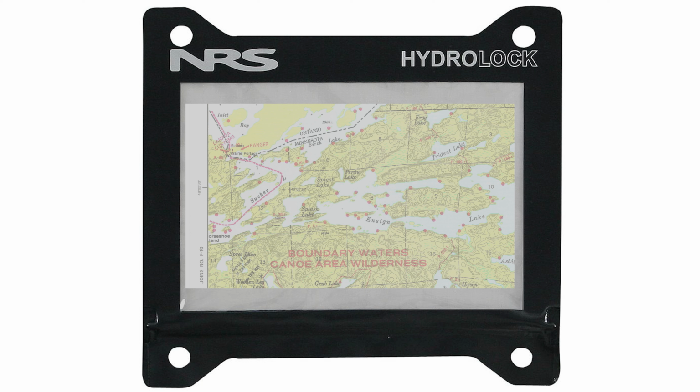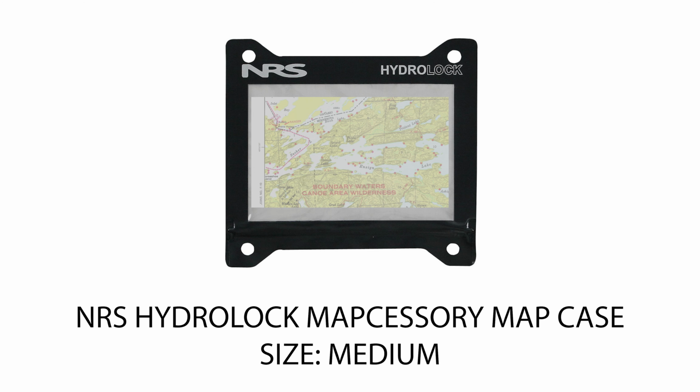But you also don't want the case that's too large or it's in the way. So you don't want a map case that's too small or too large. I've used the NRS Hydrolock map accessory case, size medium. I found this size medium map case to be just about the perfect size for use at Northern Tier.